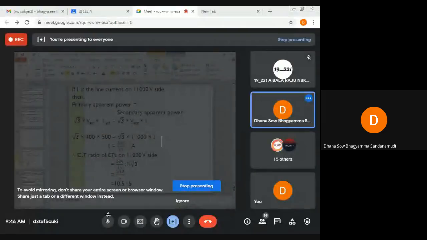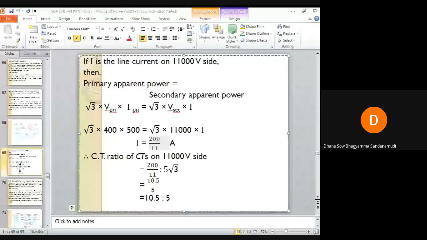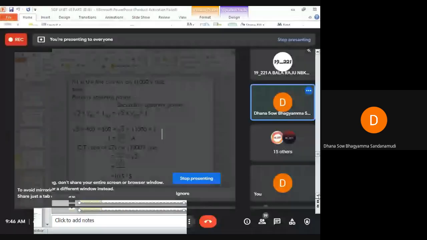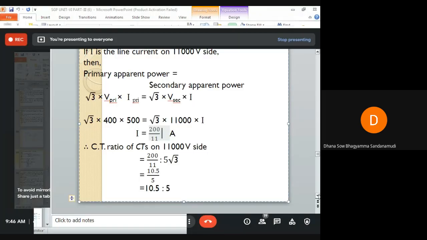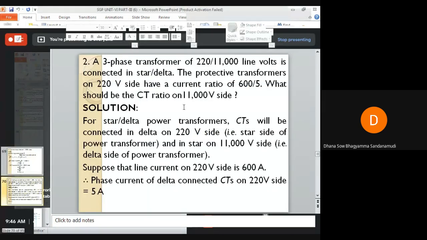Okay, similar to this problem, let us solve one more problem. A three-phase transformer of 220 by 11 kV line voltage is connected in star-delta. The protective transformers on the 220 volt side have a current ratio of 600 by 5. What should be the CT ratio on the 11 kV side? Okay, it's similar to your previous problem, almost the same.